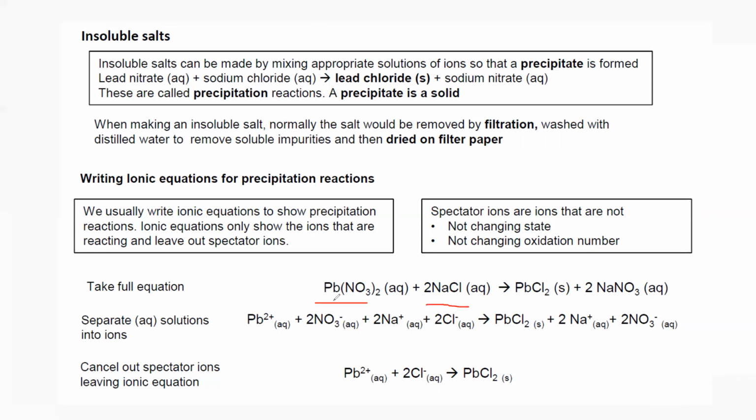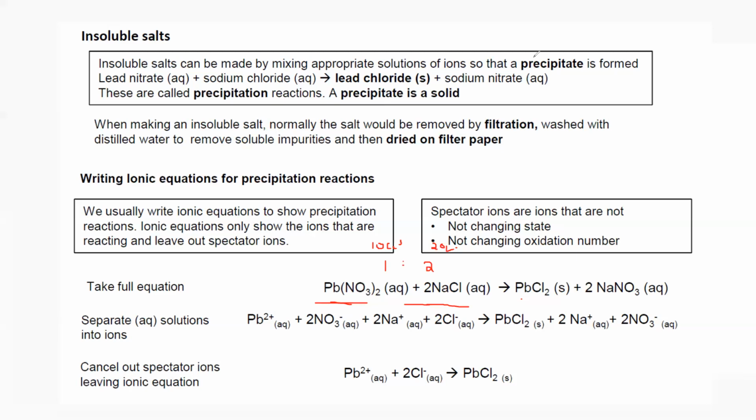For example, as you can see, for lead nitrate and sodium chloride, the mole ratio is 1 to 2. So when I am taking equal concentrations, if I take 10 cm³ of lead nitrate, then for a complete reaction I should take 20 cm³ of sodium chloride. When they react with each other, this results in the formation of lead chloride plus sodium nitrate.